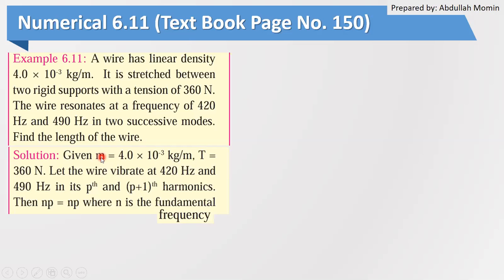So given that the linear density is 4.0 into 10 raised to minus 3 kg per meter, the tension is 360 Newton. Let the wire vibrate at 420 Hz and 490 Hz in its pth and p plus 1 harmonic. Then Np is equal to p N, where N is the fundamental frequency.